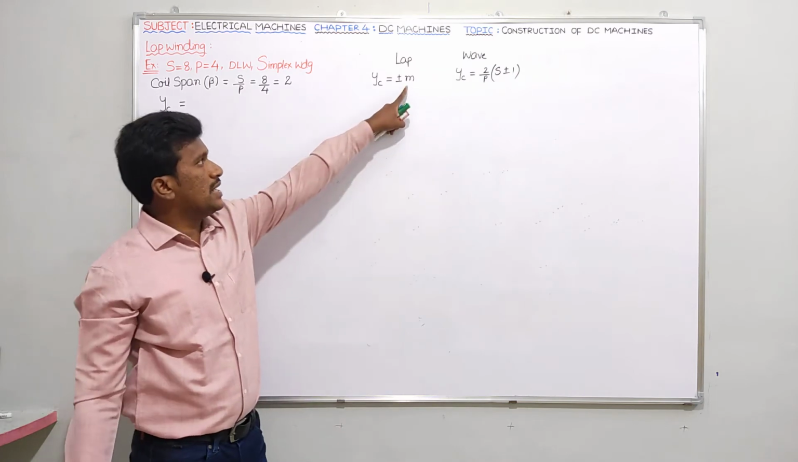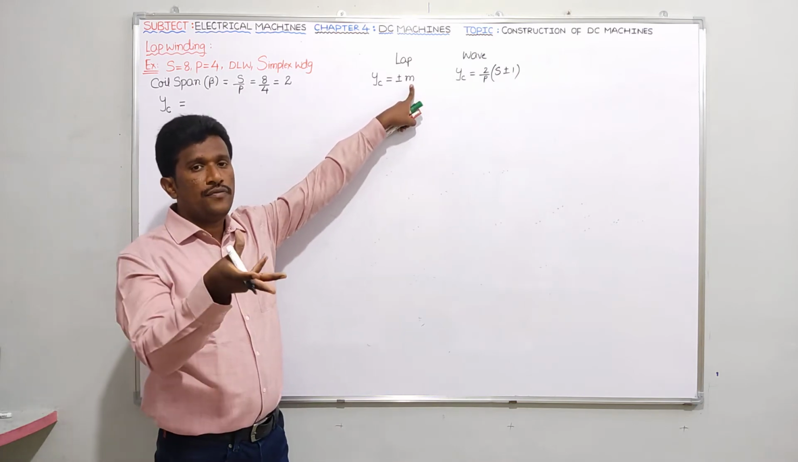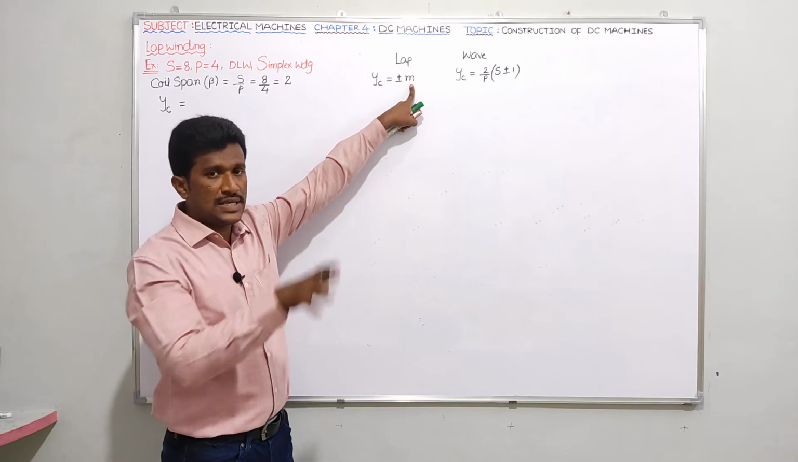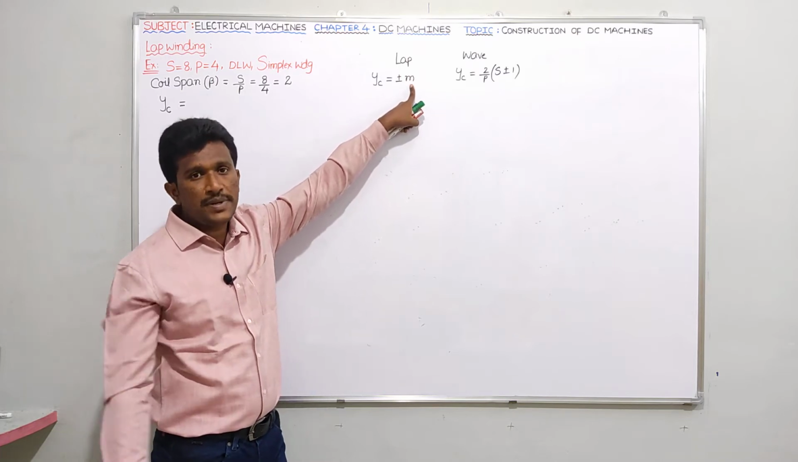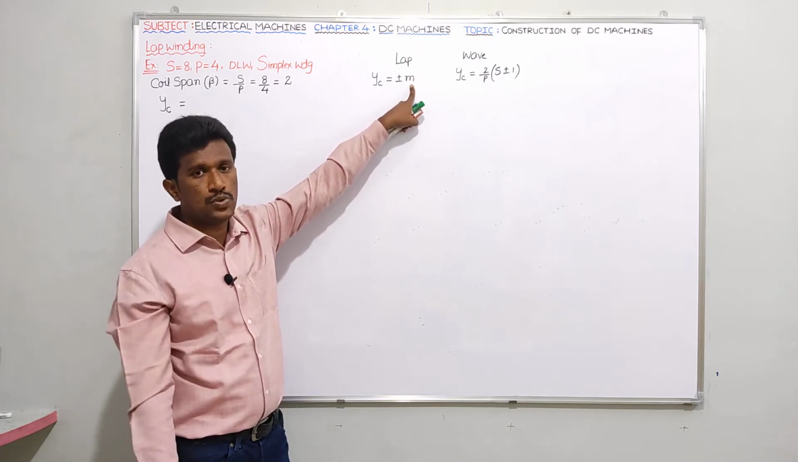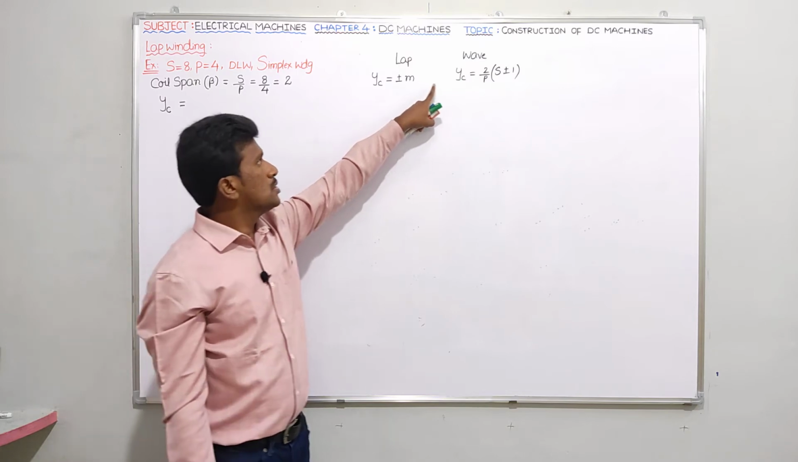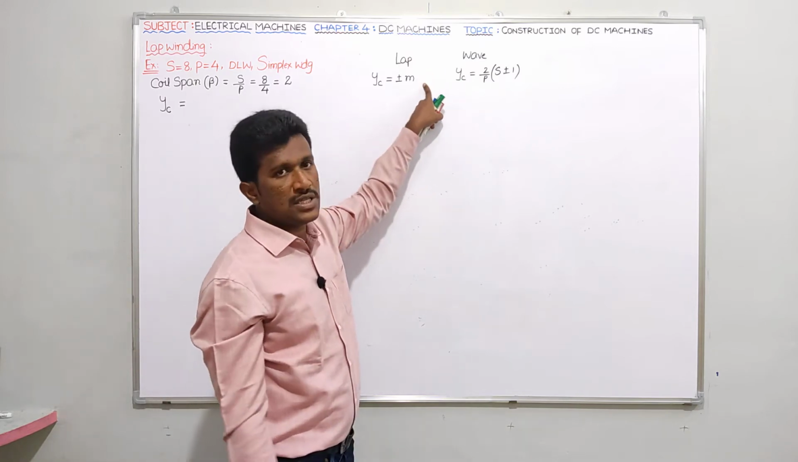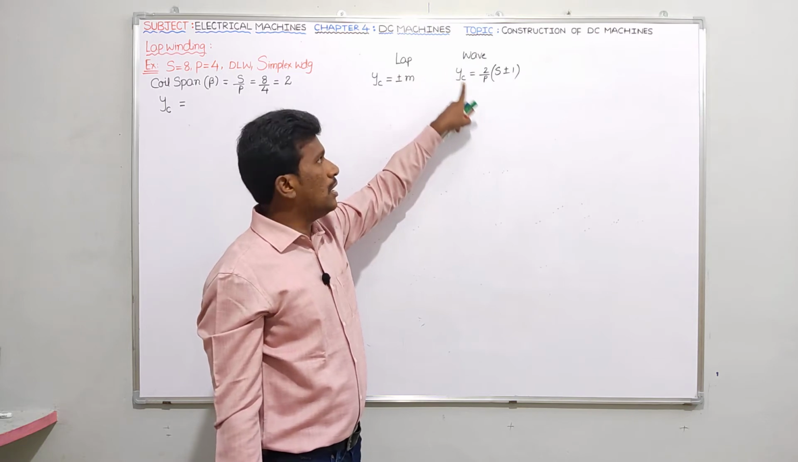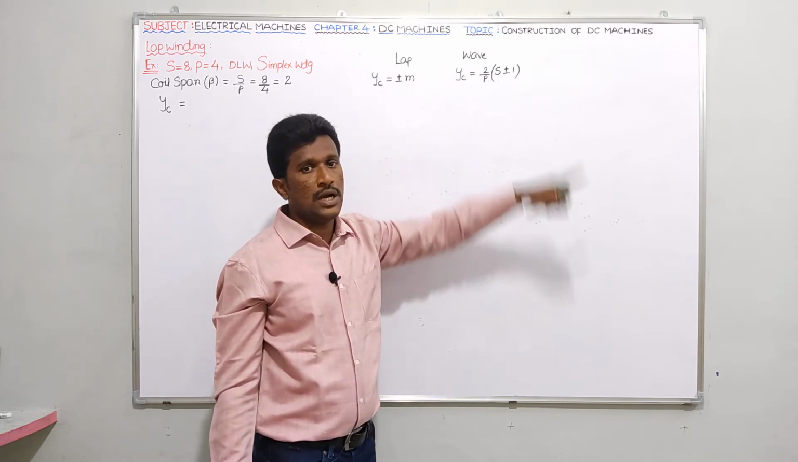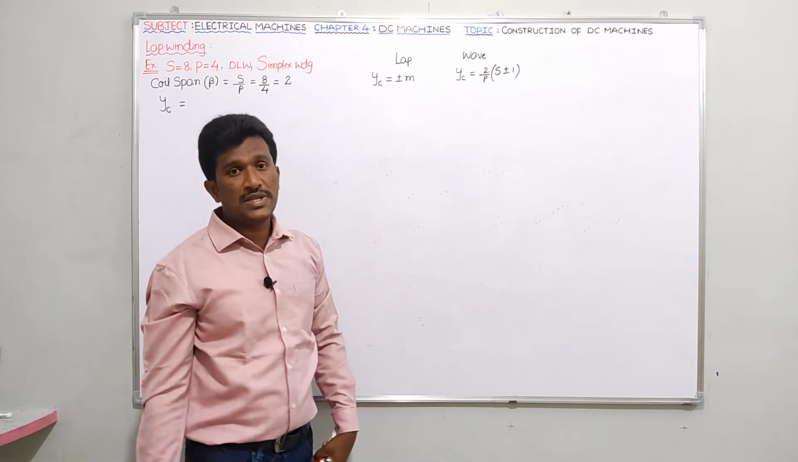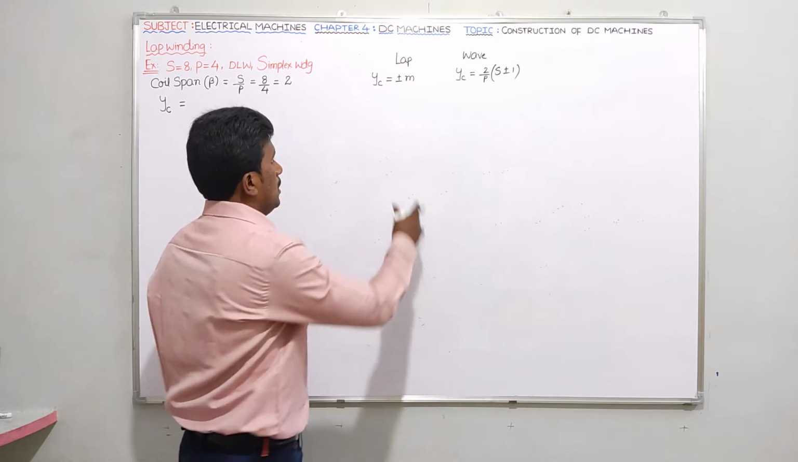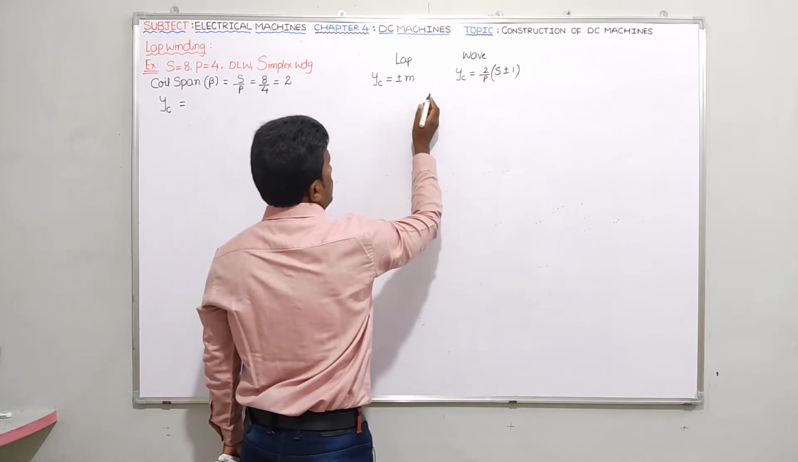Here you should understand M means the order of multiplex. For simplex it becomes 1, for duplex it becomes 2, for triplex it becomes 3. So the commutator pitch formula for lap winding is plus or minus M. For wave winding, YC equals 2 by P into S plus or minus 1. Here S means slots, P means number of poles, everybody knows that.